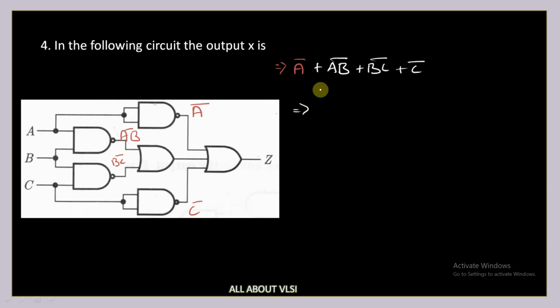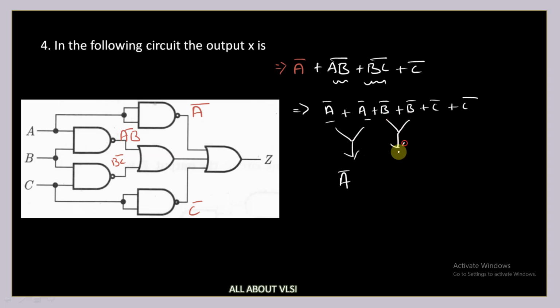If I apply De Morgan's law to these two terms, it becomes A bar plus B bar plus B bar plus C bar plus C bar. A bar plus A bar is A bar, B bar plus B bar is also B bar, and C bar plus C bar is also C bar. So A bar plus B bar plus C bar is the answer I am getting.